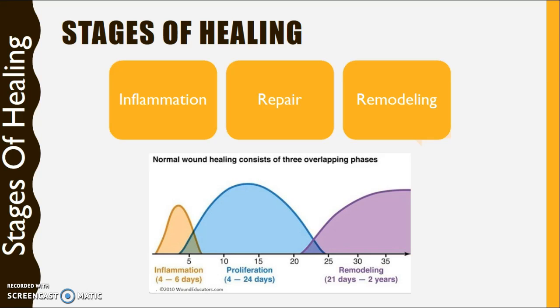So the third stage of healing is remodelling, and this is the last stage, and it can take 21 days to 2 years, and that's seen on the purple bit of the graph. So this happens when the wound has closed up, and during this phase the tissues are remodelled and the non-functional fibroblasts are replaced by new healthy ones.